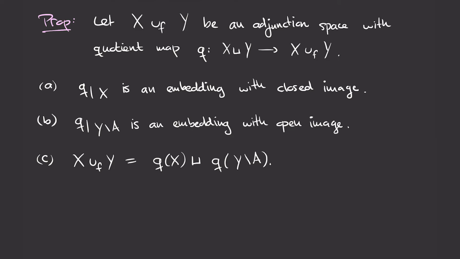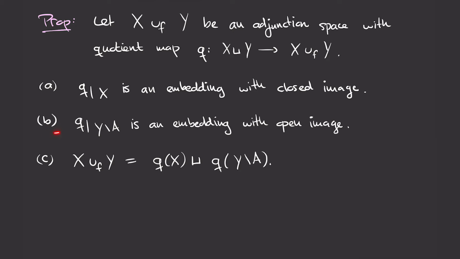The first property that holds is that if you restrict this quotient map to the space X, then this is a topological embedding, and moreover, its image is closed in the adjunction space. What this is saying is that if we just focus on the space X, we can literally think about it as sitting inside this adjunction space, and moreover, the way it sits in there is as a closed set.